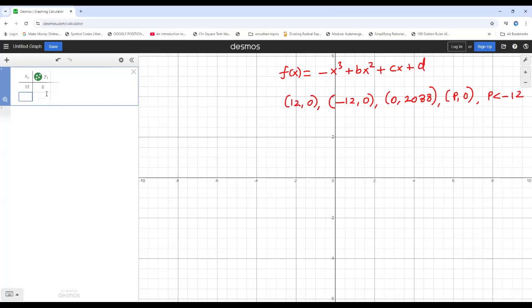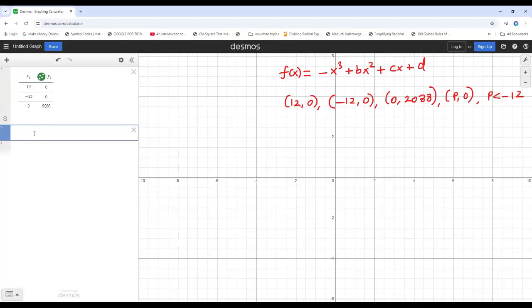In that one, we have to give the second point as input, that is negative 12, 0. In the third row, we give the third point as input, that is 0 for x1, and for y1, 2088. Now I've given all the 3 points as input. Now just click on the second row here, and it will open.